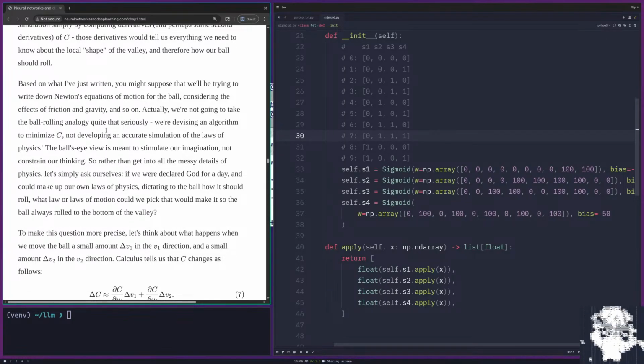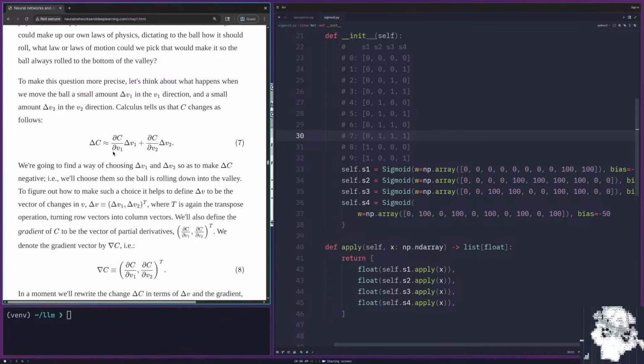So rather than get into all the messy details of physics, let's simply ask ourselves, if we were declared God for a day and we could make up our own laws of physics dictating to the ball how it should roll, what laws of motion should we pick that would make it so the ball always rolled to the bottom of the valley? To make this question more precise, let's think about what happens when we move the ball a small amount, delta v1 in the v1 direction, and a small amount, delta v2 in the v2 direction.